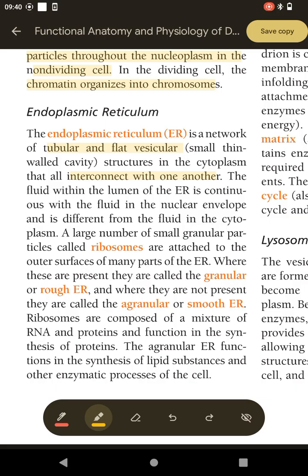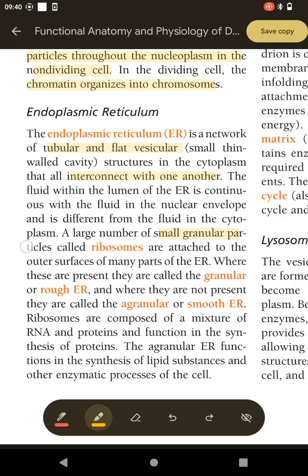The fluid within the lumen of the endoplasmic reticulum is continuous with the fluid in the nuclear envelope. As already told, the space is continuous with the endoplasmic reticulum space. The fluid in the lumen of the ER is different from the fluid in the cytoplasm. A large number of small granular particles called ribosomes are attached to the outer surface of many parts of the ER.